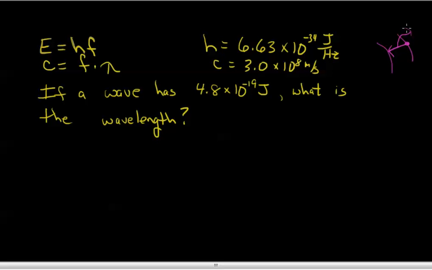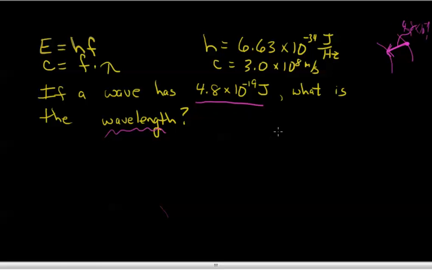The difference in energy between this level and this level is 4.8 times 10 to the negative 19th joules. All right, it's right here. 4.8 times 10 to the negative 19th joules. So when I de-excite, when I go from a higher energy level to a lower energy level, back to ground state, it's going to release this much energy. What's the wavelength of that energy?